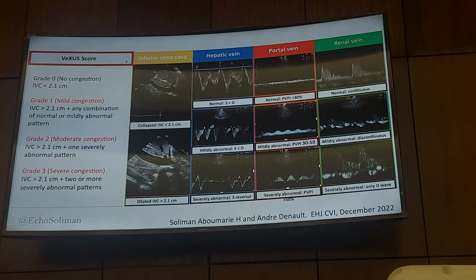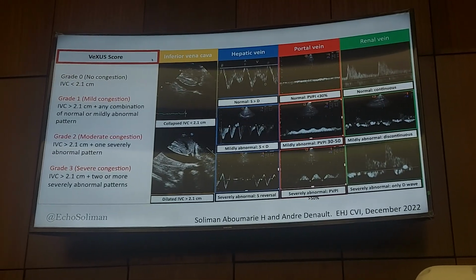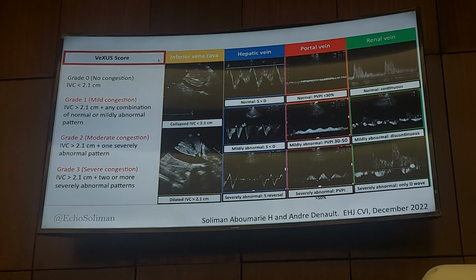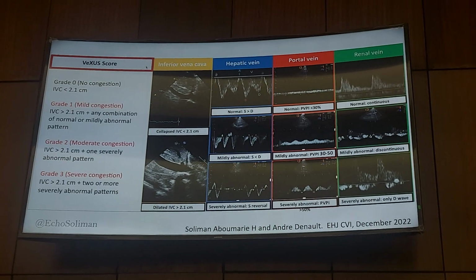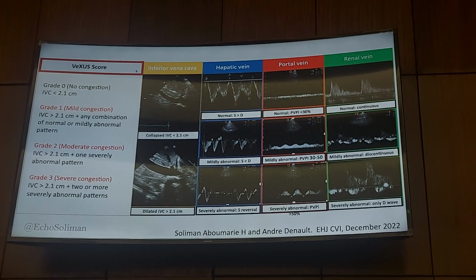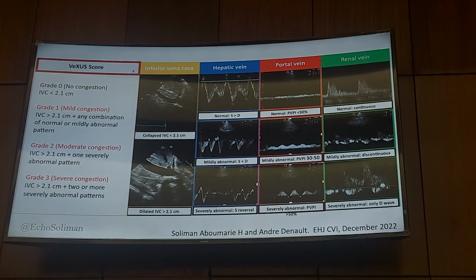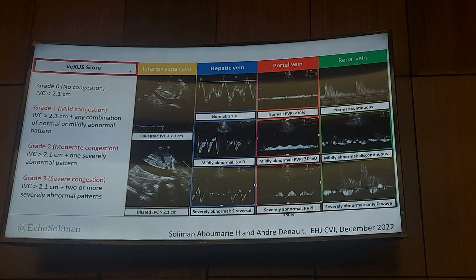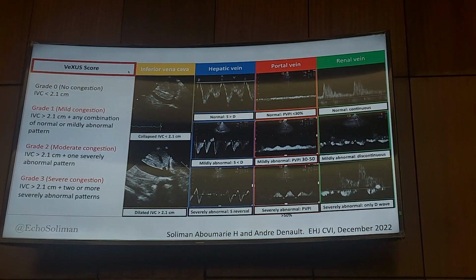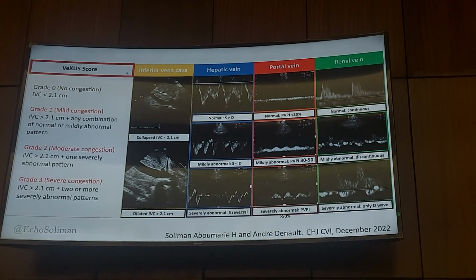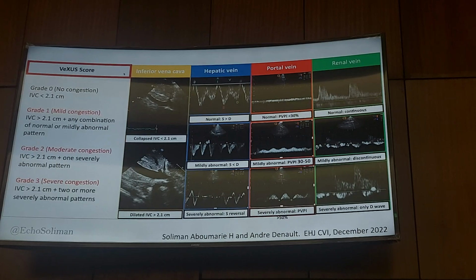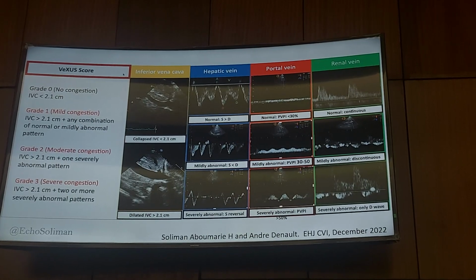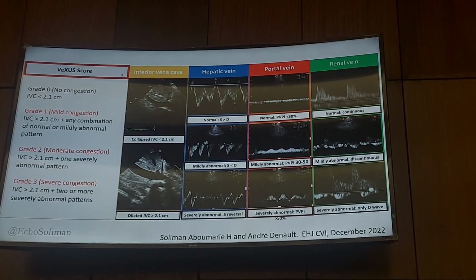So putting all this information together, we can quantify congestion. If you have no abnormalities at all, this is VExUS score 0. If you have a non-dilated IVC with no abnormality in hepatic, portal, or renal, that is VExUS score 0. If you have any combination of normal or mildly abnormal, that is VExUS score 1, which is mild congestion. If you have one severe abnormality only, that is VExUS score 2. If you have 2 or more severe abnormalities, that is VExUS score 3, and that is the maximum.